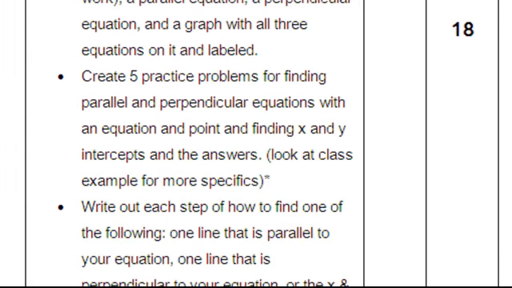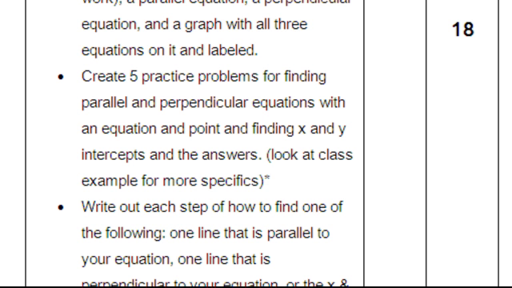The next choice is to create 5 practice problems for finding parallel and perpendicular equations with an equation and a point and finding x and y intercepts in the answers. Okay, so have one problem where you have to find a parallel line, have one problem where you have to find a perpendicular line. Have a problem where you have to find the x and y intercepts.